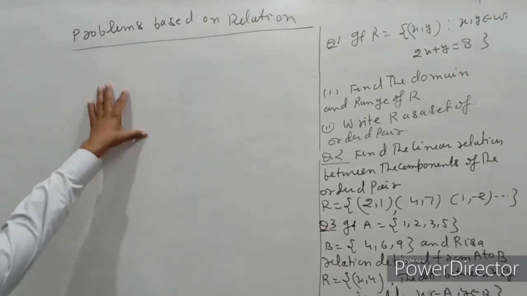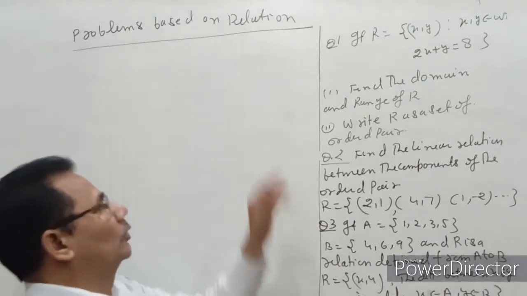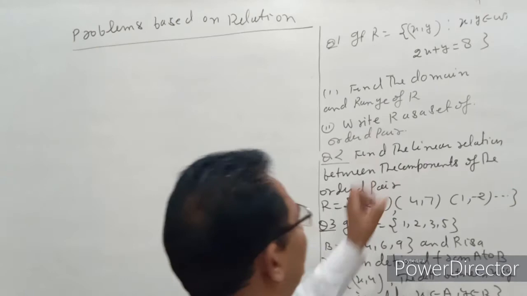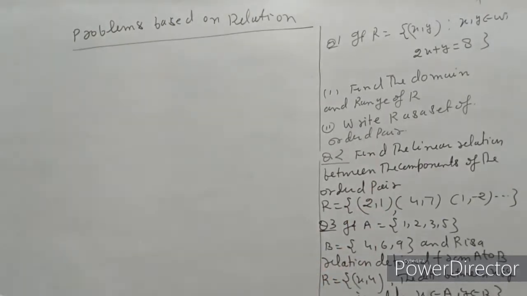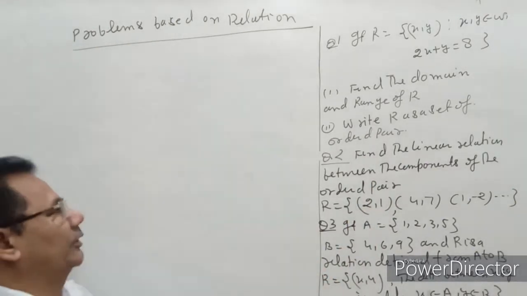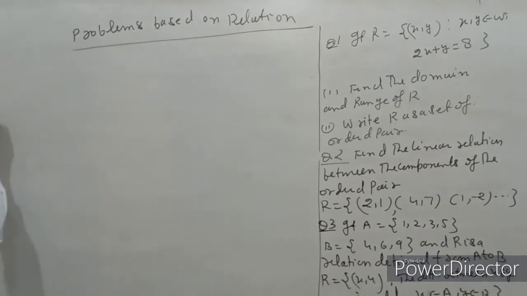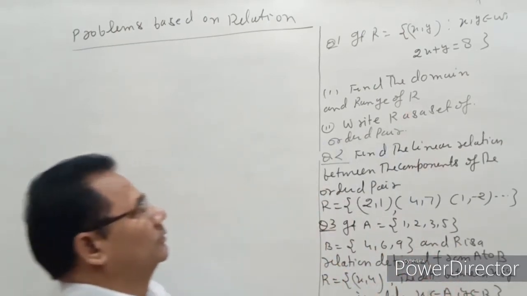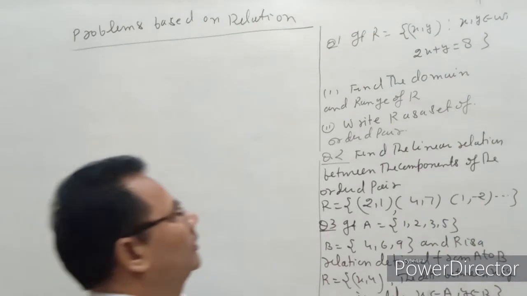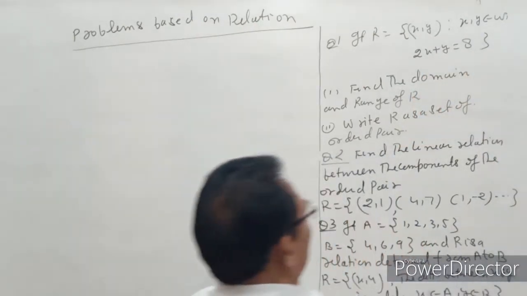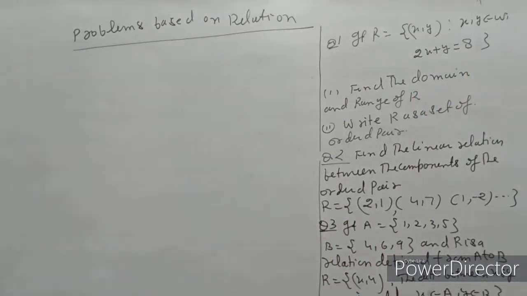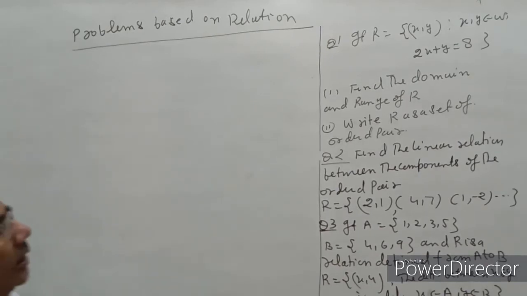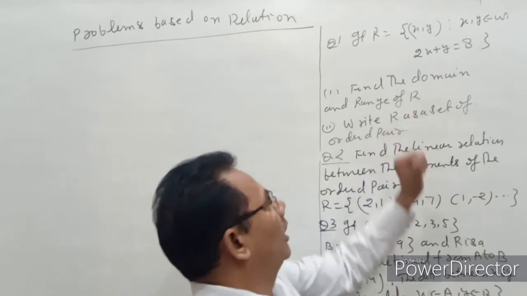Today we discuss problems based on the relation. जितना भी रिलेशन से रिलेटेड हमारी प्रॉब्लम्स हैं उन्हें हम यहाँ पर डिस्कस आज करेंगे। यहाँ पर क्वेश्चन नंबर 1, अगर हम देखें, if R is a given relation defined as 2x plus y is equal to 8, then find the domain and range of the relation R.